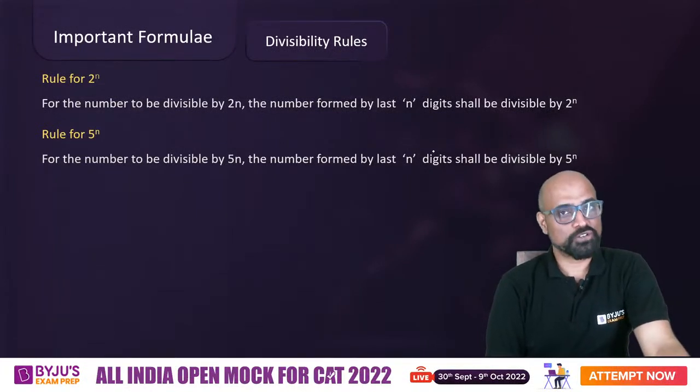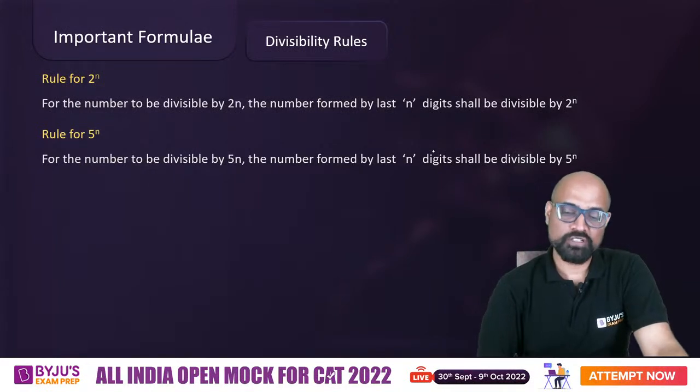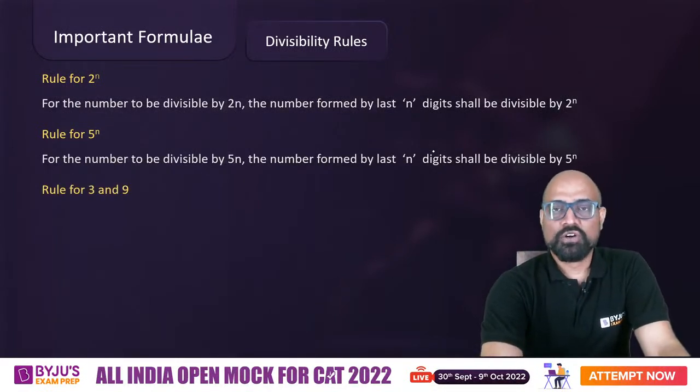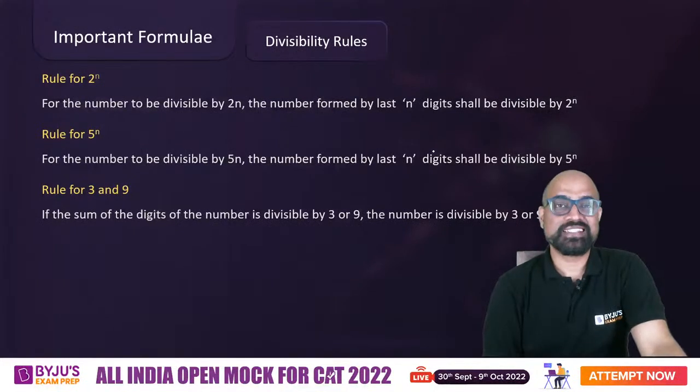If the remainder is 0, it's a factor, as in it's divisible. If not, then that's the remainder. For the rule for 3 and 9, what you will be doing is the digital sum.